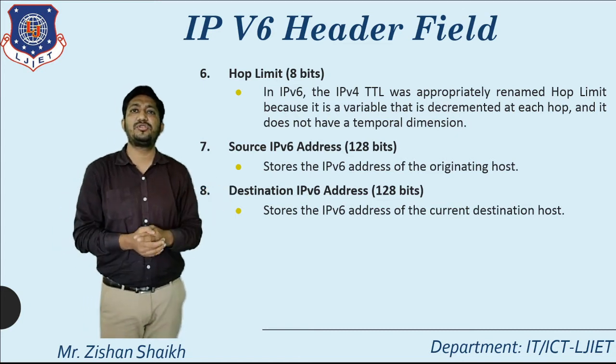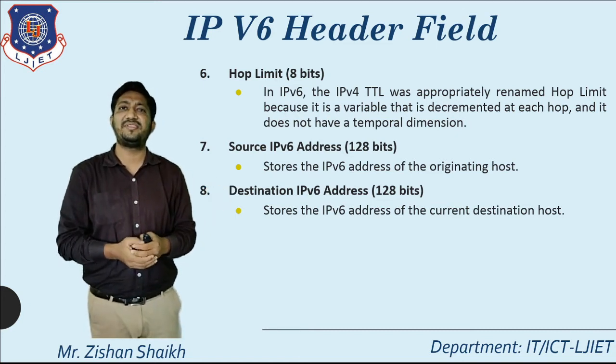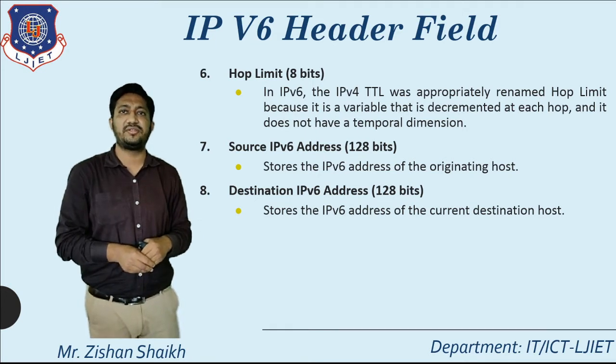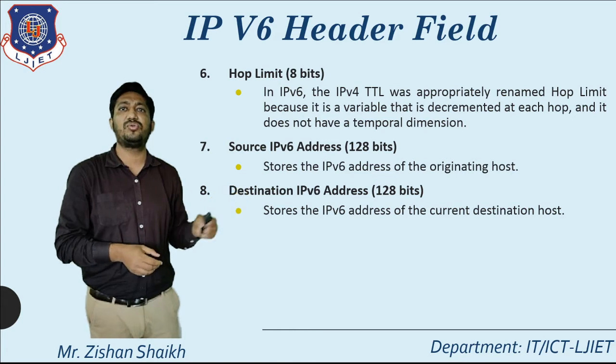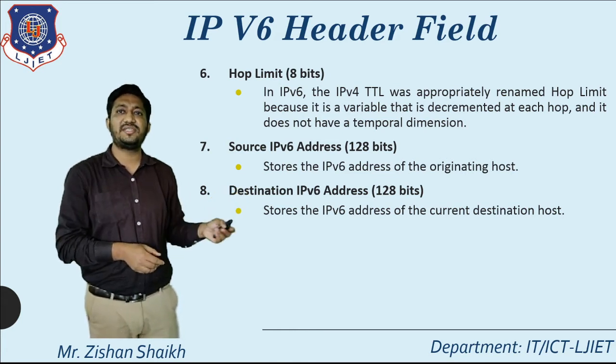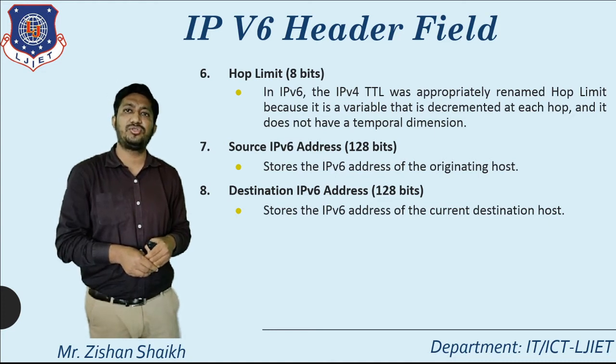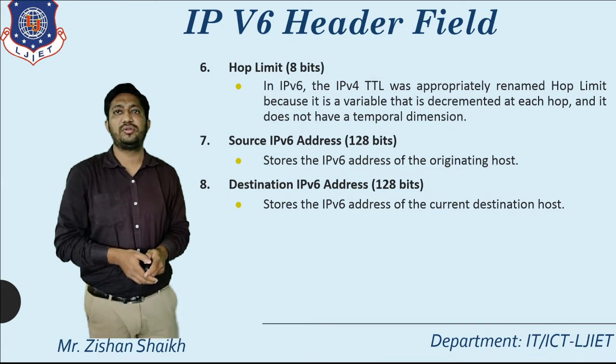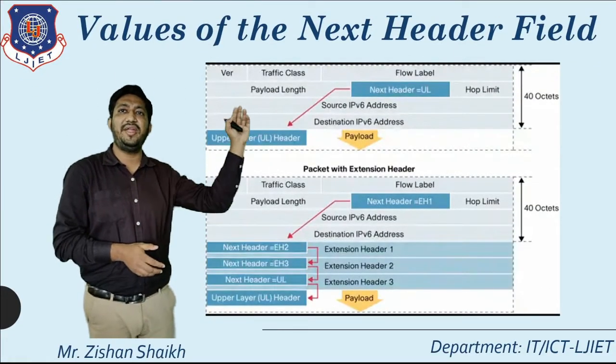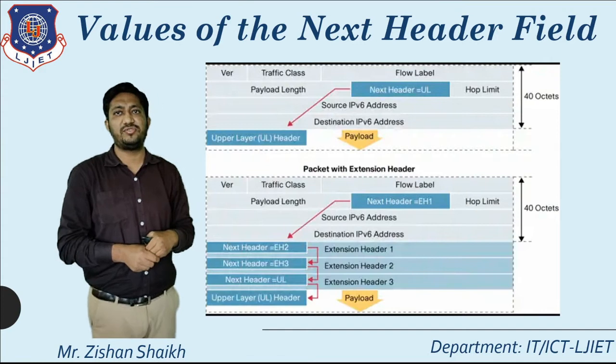Next field is all about source address. IP version 6 addresses contain 128 bits. So the source address is contained by our IPv6 source address field. The same way, the destination IPv6 address contains a total of 128 bits and it stores the IPv6 address of the current destination host. Now we are moving to how the next header field works in detail.